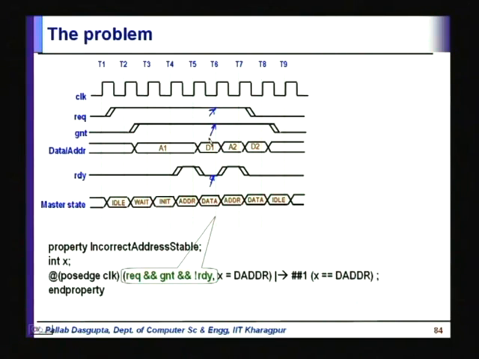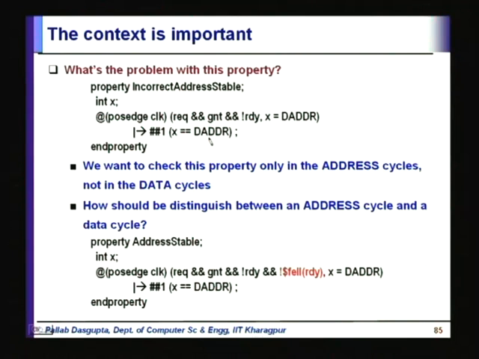Now what does this tell us? This tells us that the protocol has certain states. Address cycle is one state of the protocol, data cycle is another state of the protocol. Now without the state, we are trying to write the property purely in terms of sequences, and that makes it very difficult to properly express that. There is however a way of expressing this particular property, and you will see how complex it becomes. So we want to check this property on the address cycles.